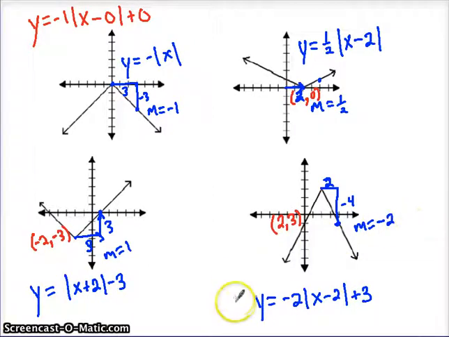But otherwise, good luck with absolute value functions, and remember these transformations, as they're going to help you again further down the road with many other functions.